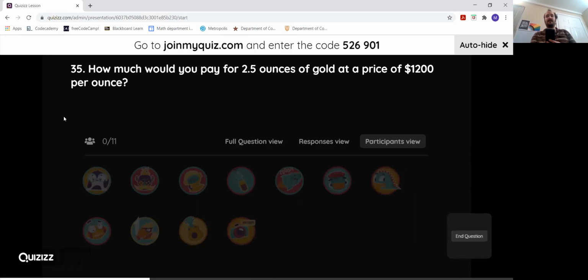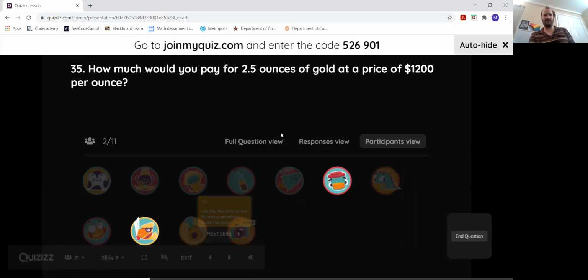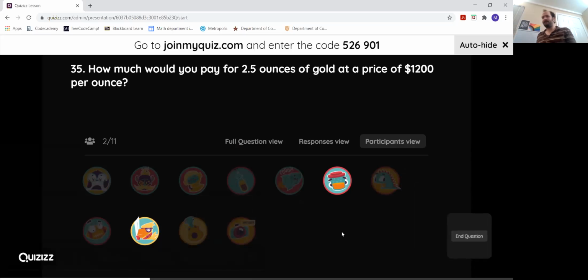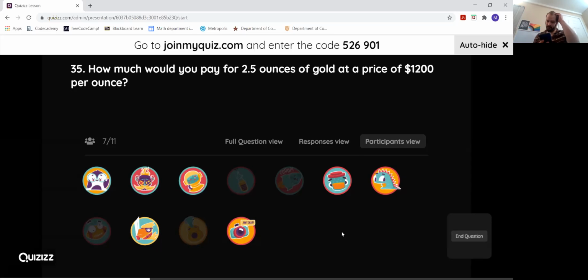And this is one of those sorts of things we could do with unit analysis too if we wanted to. We have 2.5 ounces. We have 1,200 per ounce. How would you figure out how much money that's going to cost you? And remember to put your commas in things if you have a number. So if you got a number that's in the thousands, remember to put the unit.